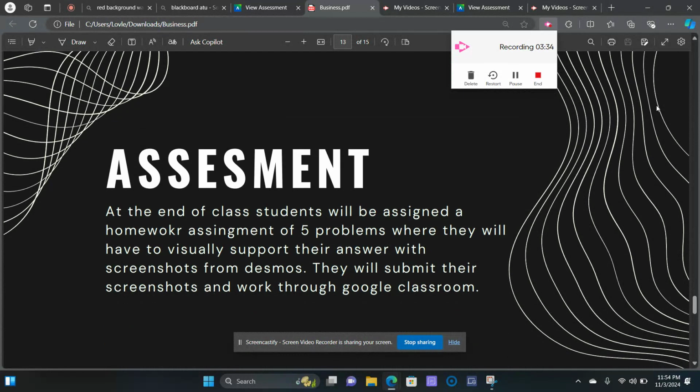Assessment. At the end of class, students will be assigned a homework assignment of 5 problems where they will have to visually support their answers with screenshots from Desmos. They will be required to utilize Desmos with their homework to visualize the answers to their problems as well as for it to help them to complete their problems. They will still have to show their work on a separate sheet of paper, however. They will submit those screenshots and work through Google Classroom.